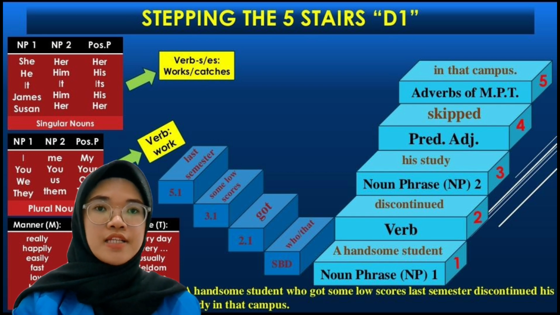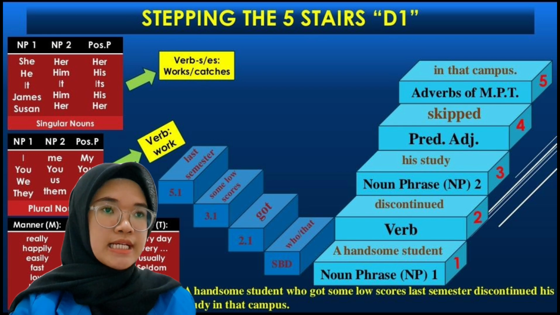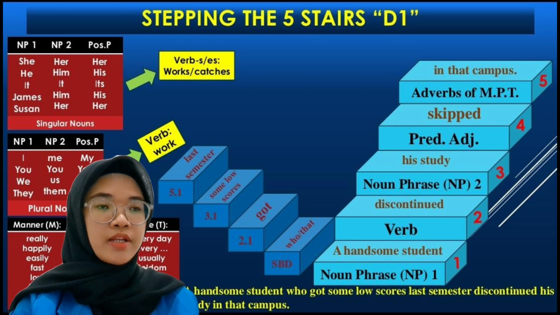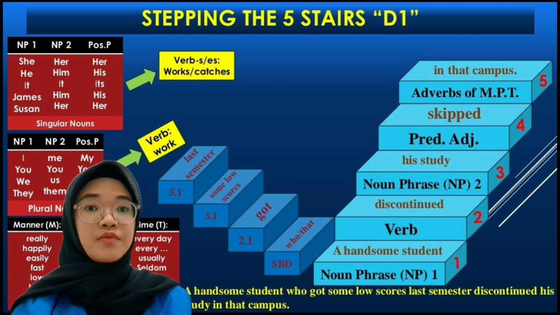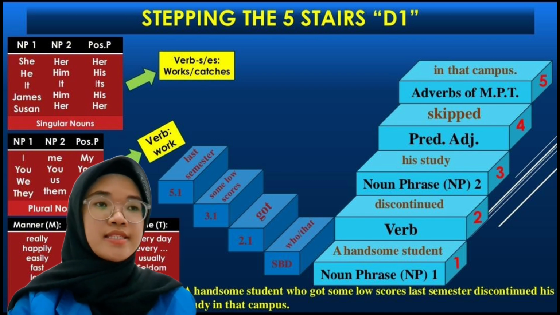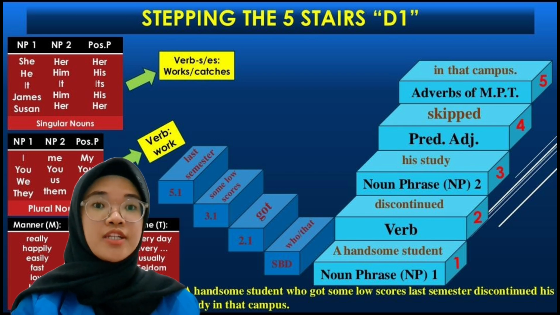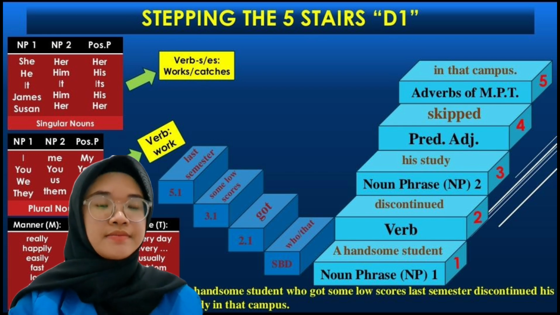Okay, I will explain here about the first stairs. We can see noun phrase or NP1. We can put a handsome student in stairs 1. Why do we put that? Because a handsome student is a noun phrase that acts as the subject of the sentence. That's why I put that in stairs 1 in the independent stairs.